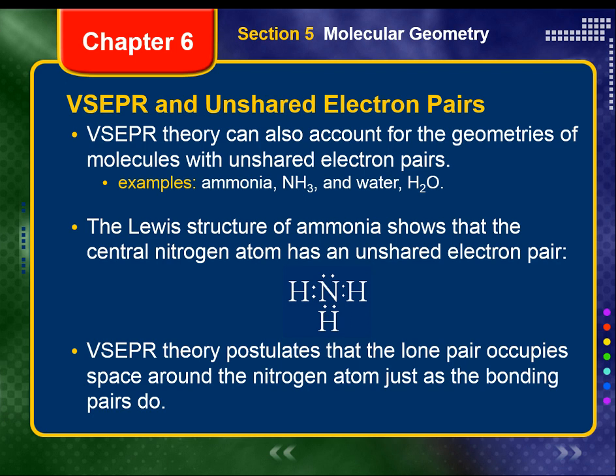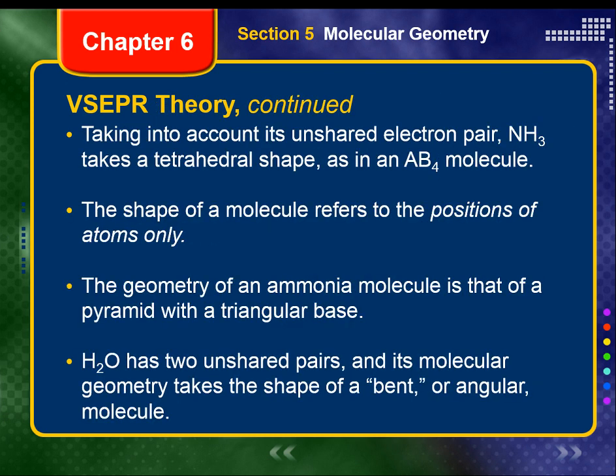The Lewis structure of ammonia shows that in addition to the 3 electron pairs it shares with the 3 hydrogen atoms, the central nitrogen atom has 1 unshared pair of electrons. VSEPR theory postulates that the lone pair occupies space around the nitrogen atom just as the bonding pairs do. Thus, as in an AB4 molecule, the electron pairs maximize their separation by assuming the 4 corners of a tetrahedron.